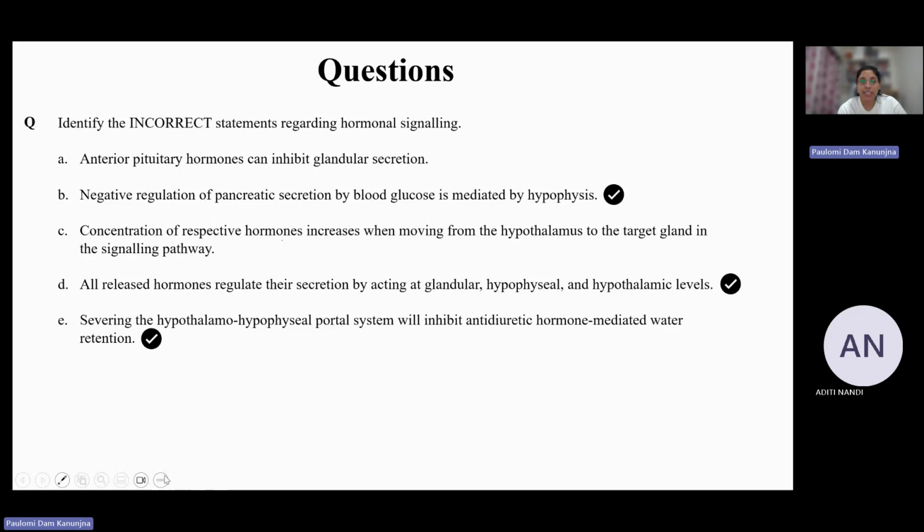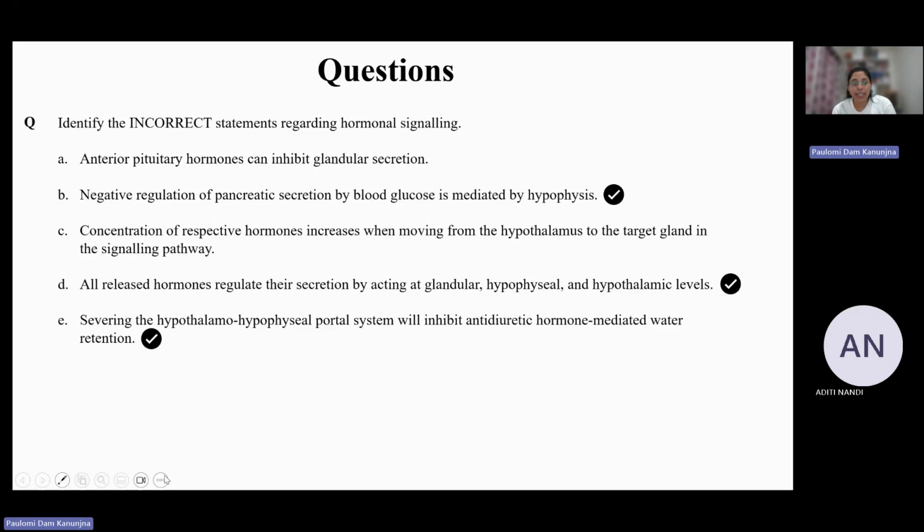Fourth one is all released hormones regulate their secretion by acting at the glandular, hypophyseal, and hypothalamic levels. Basically what this means is the hormones are acting at all the three levels, which is incorrect. So feedback inhibition does take place at multiple levels, but hormones generally act locally without targeting every other pathway. So if the hormone is from, let's say, the cortex, then it will only regulate the cortex. This will not go higher up. So it is not that it regulates at the glandular, then the hypophyseal, which is basically the pituitary, and then hypothalamic. It doesn't go there, right? So it acts locally. Why is it incorrect here?